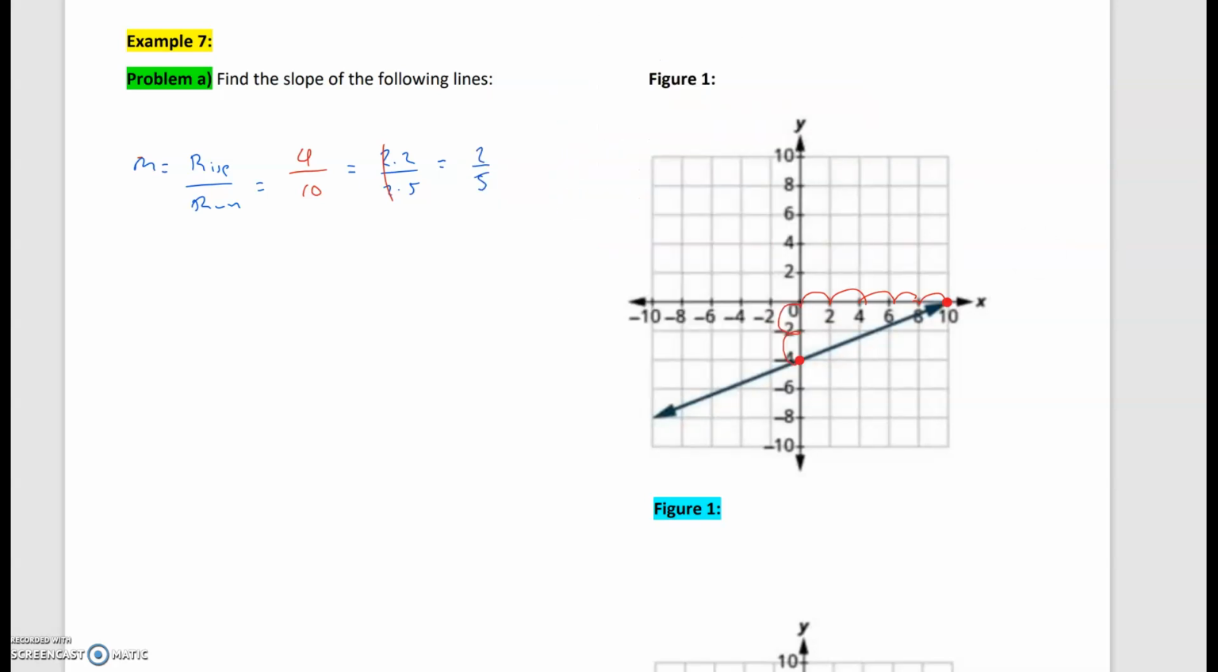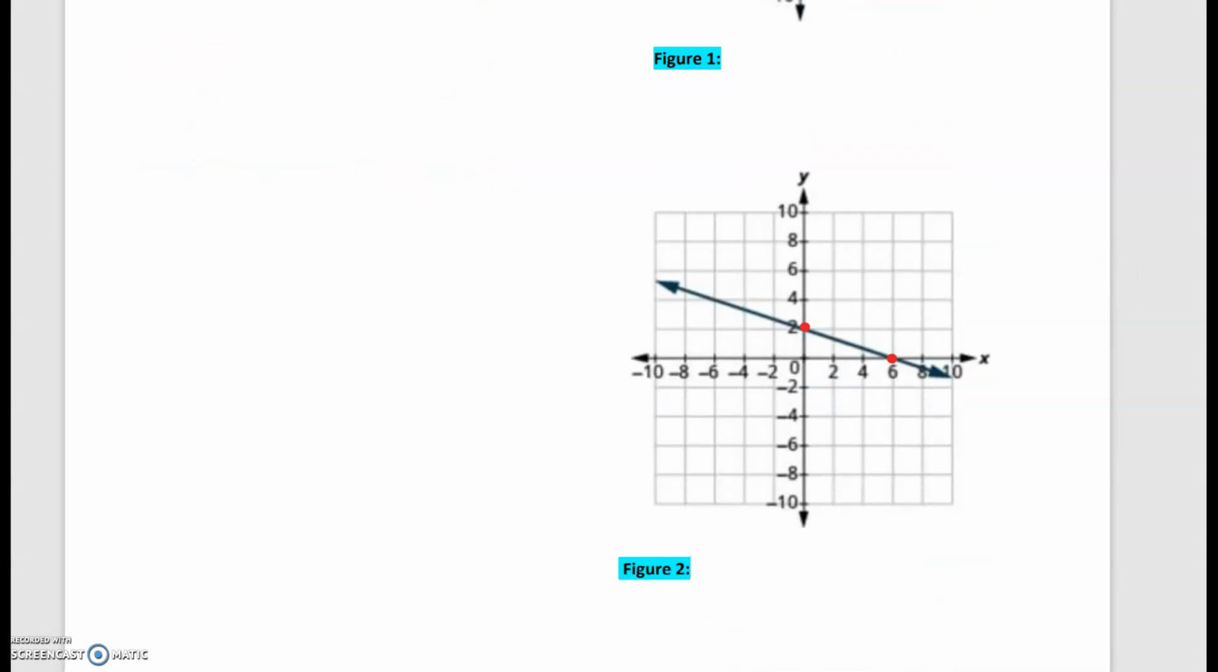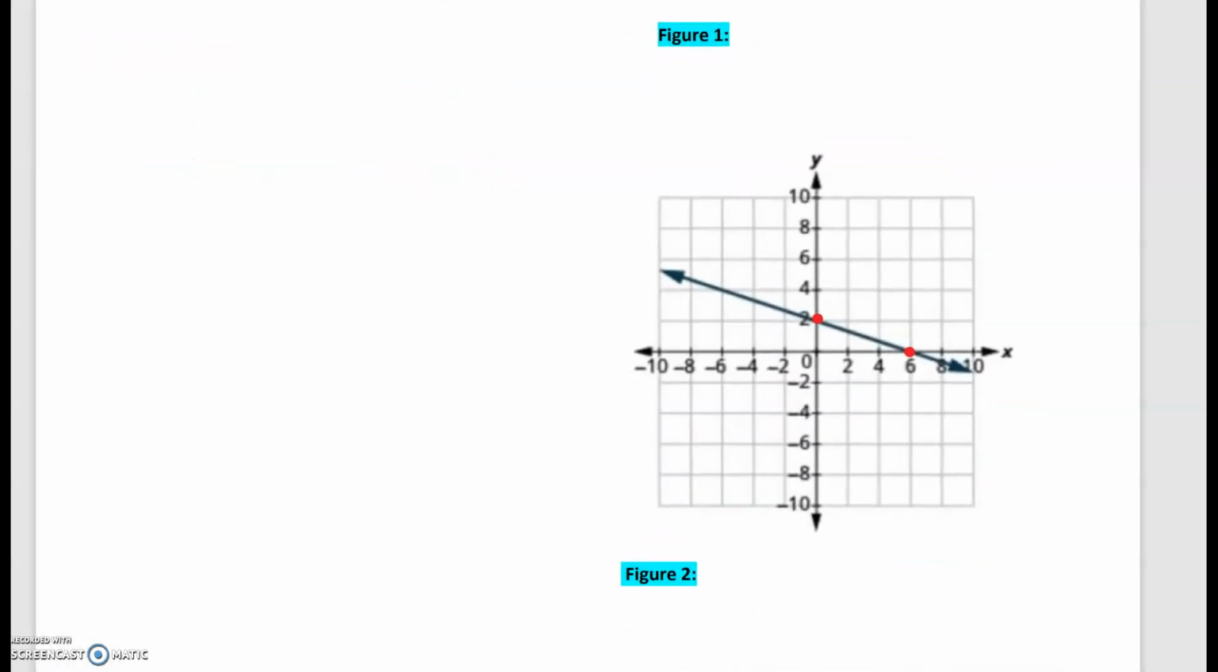So all of these problems are going to want us to reduce the slope. In this case, be careful because the units are going by 2's, but we end up with 2 over 5 after we reduce the value of the slope. Let's take a look at example 2. Same idea, this one is going by 2's.